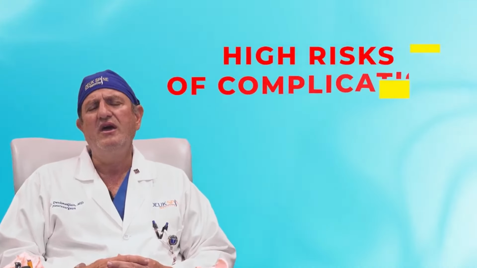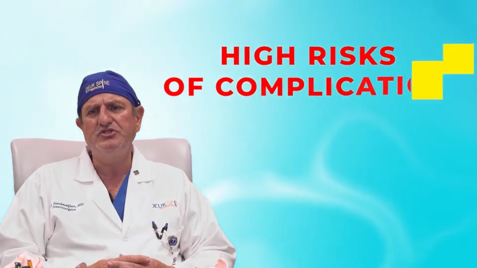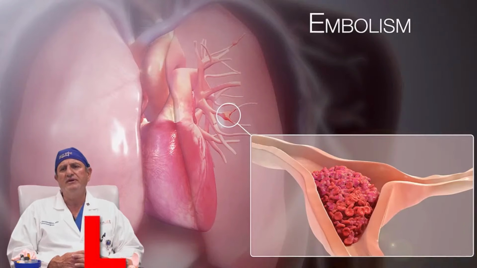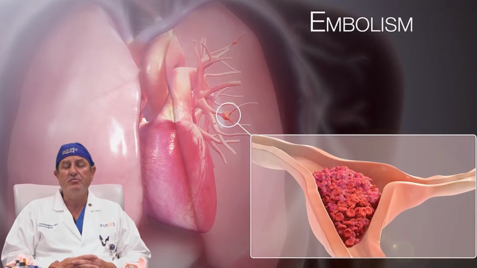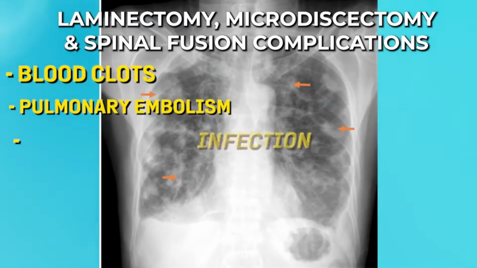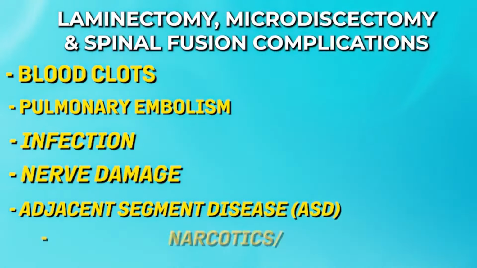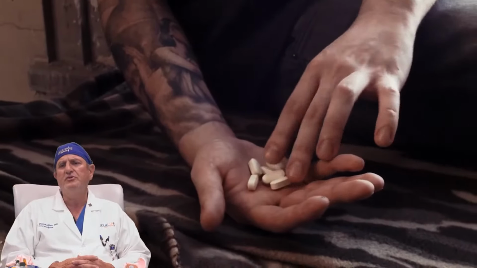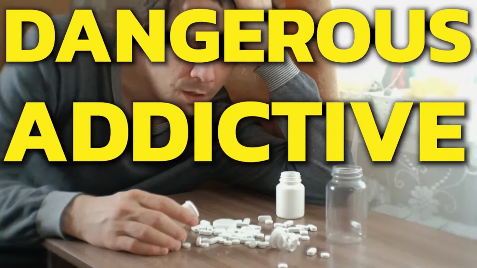However, they carry a very high risk of complications. Complications such as blood clots in your legs, which could migrate to your lung and kill you in a process called pulmonary embolism. They also have a high risk of infection. Every patient that does a fusion requires post-operative narcotic opioid pain medication. Opioids are known to be dangerous, addictive, and have a high potential for abuse. You don't want to start opioid painkillers if you can avoid it.